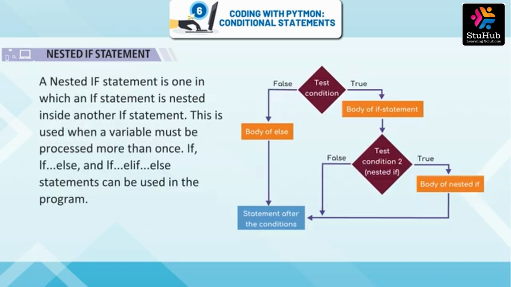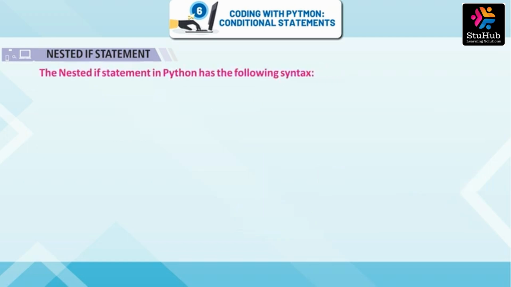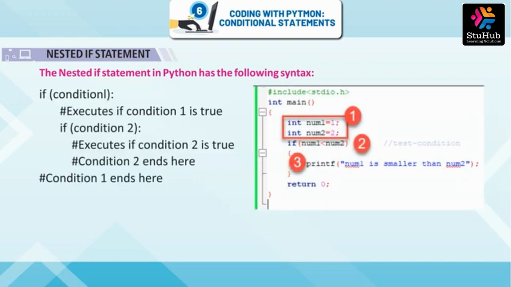Nested if statement. A nested if statement is one in which an if statement is nested inside another if statement. This is used when a variable must be processed more than once. If-else and if-elif-else statements can be used in the program. In nested if statements, the indentation, the white space at the beginning, determines the scope of each statement and should take precedence.